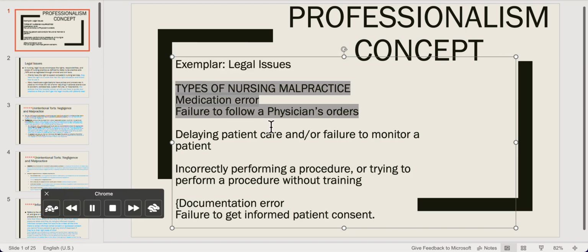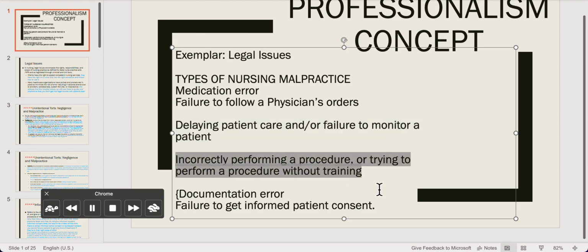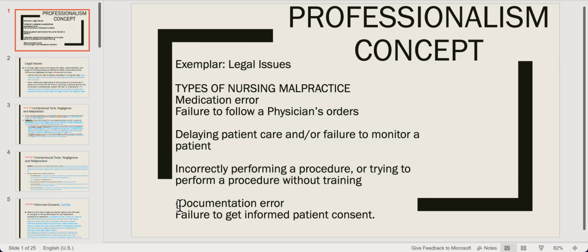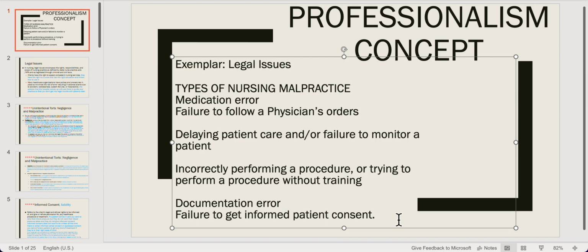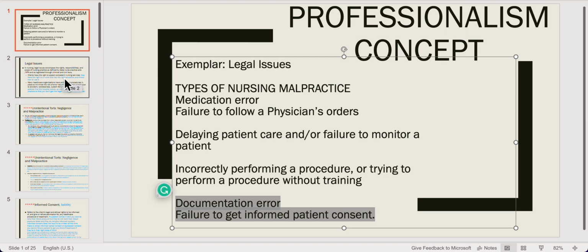Types of nursing malpractice: medication error, failure to follow a physician's orders, delay in patient care and/or failure to monitor a patient, incorrectly performing a procedure, or trying to perform a procedure without training. Documentation error, failure to get informed patient consent.